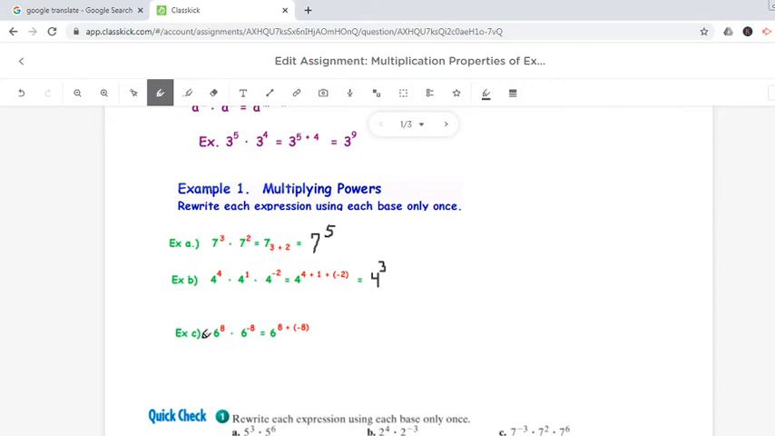Same base of 6. So add the exponents. So 8 plus negative 8, so that's 8 minus 8. So we have a base of 6. Then 8 minus 8 equals 0. And an exponent that is 0 equals 1.